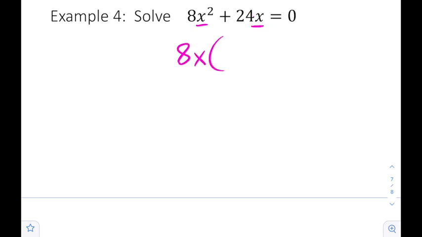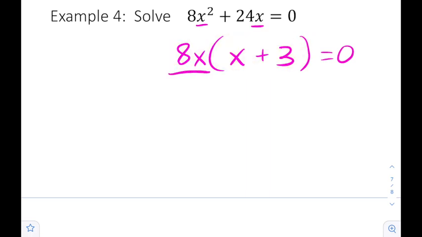And now we're going to set up our parentheses and look at how we can rebuild this 8x squared plus 24x. We have to ask ourselves what times 8x is going to give us that 8x squared, and that would be x. And then what times 8x is going to give us this 24x, which would be a positive 3. So now we factored out the GCF, and we have 8x times x plus 3.